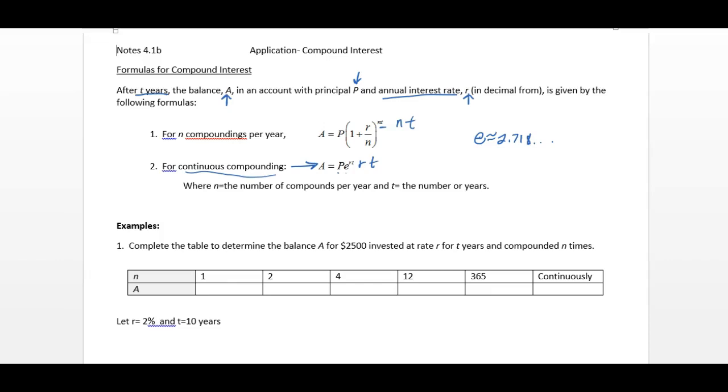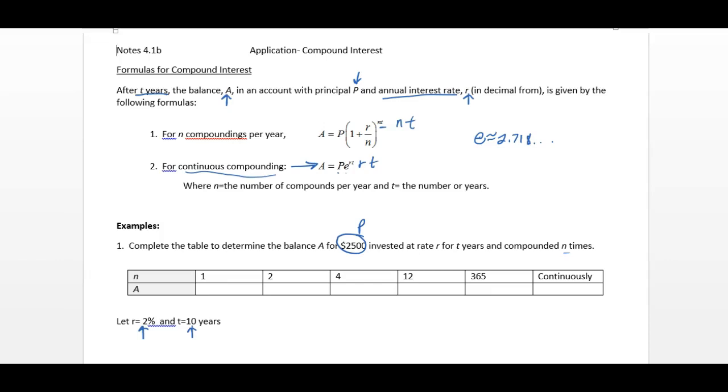So let's do this. Complete the table to determine the balance A for $2,500 invested at a rate R for T years and compounded n times. All right. So the 2,500 is the P value, the principal. Okay. R and T are given down here. R is 2%. T is 10 years. Now, the table is giving us different compounding.